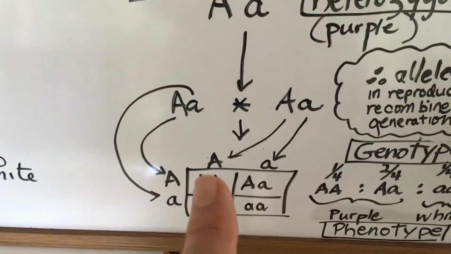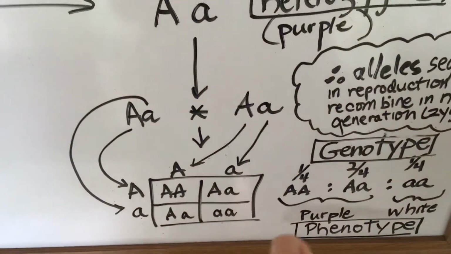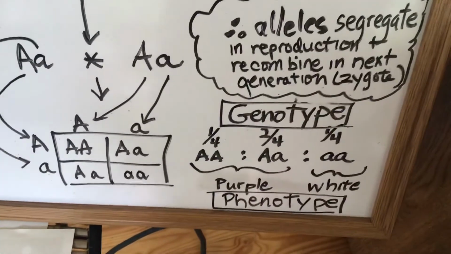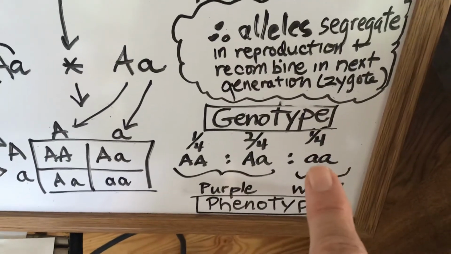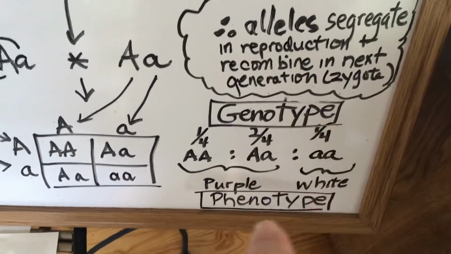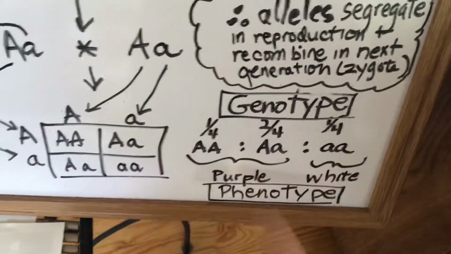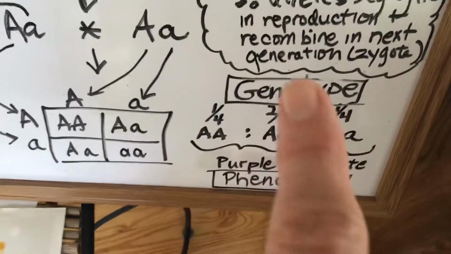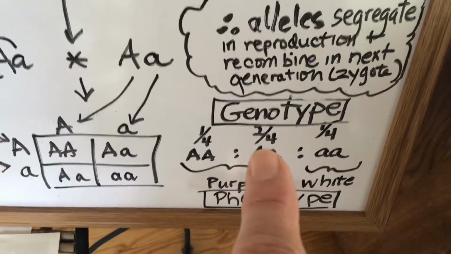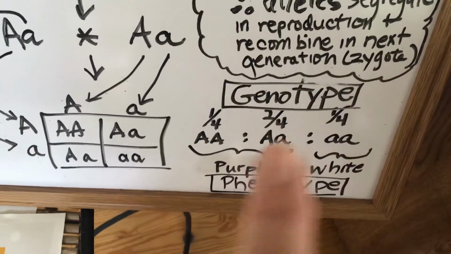Then when I cross them, I'm going to get capital A capital A, capital A little a, capital A little a, and little a little a in my cross. The results will be 1/4 capital A capital A, that is 25%, 2/4 capital A little a, that is 50%, and 1/4 little a little a, or 25%. These are the genotypic ratios.